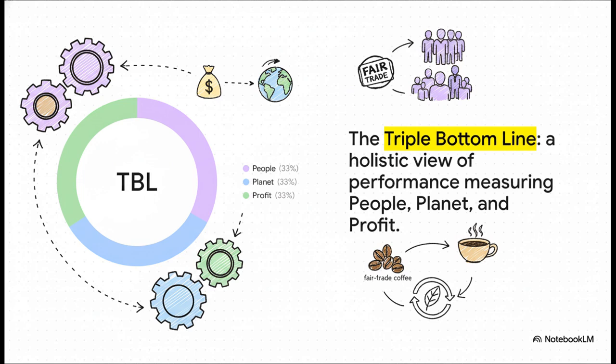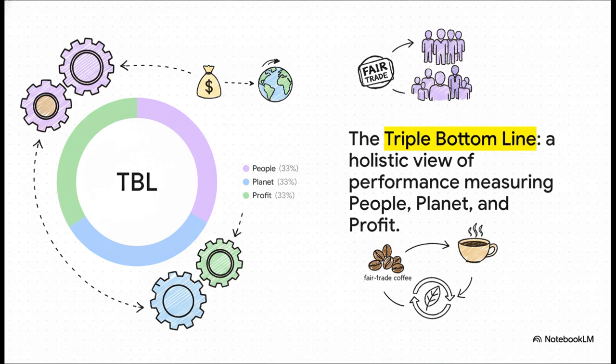The idea here is that modern reports should measure performance across three key areas: people, planet, and profit. Let's put this through a quick case study lens. Imagine a coffee company. Profit is easy, right? That's just sales. But people could be how well they're sticking to fair trade practices. And planet might be measured by their switch to biodegradable cups.